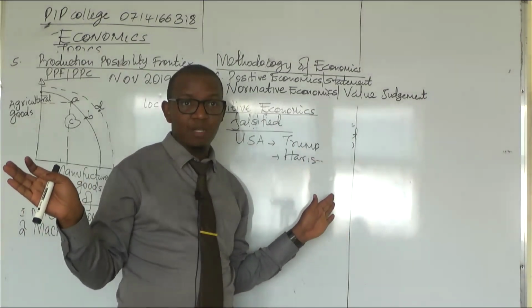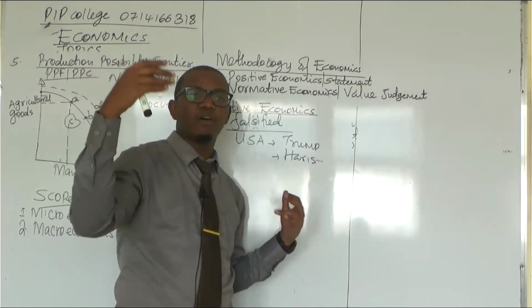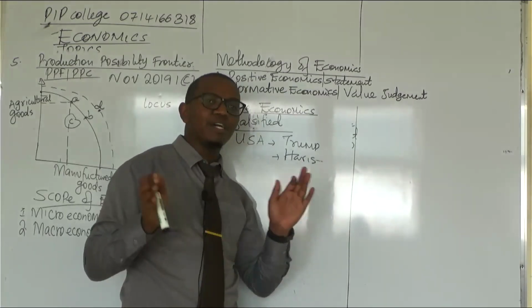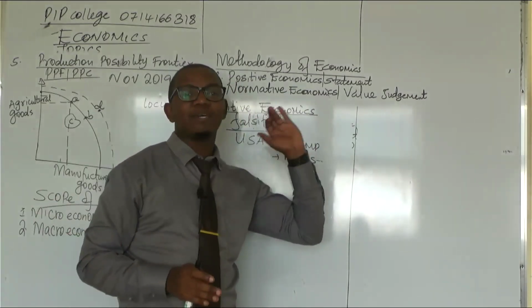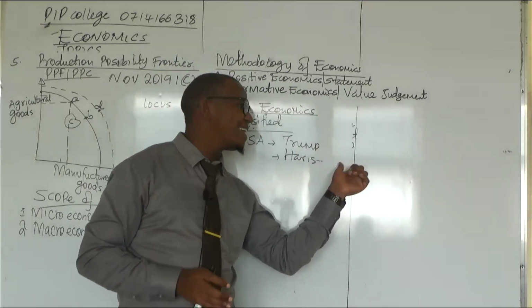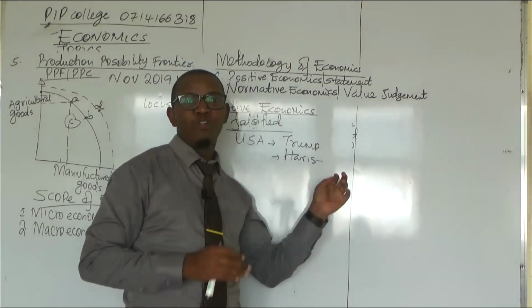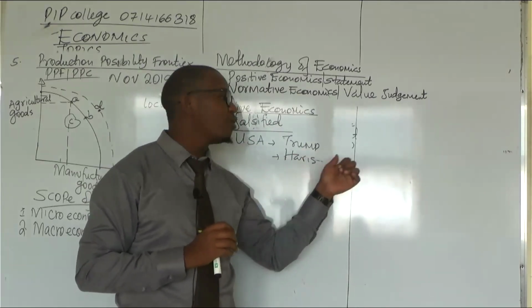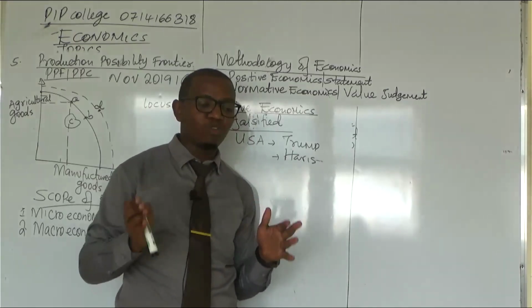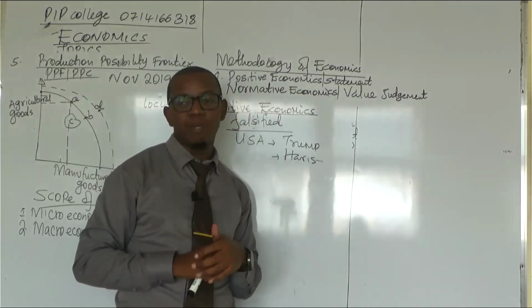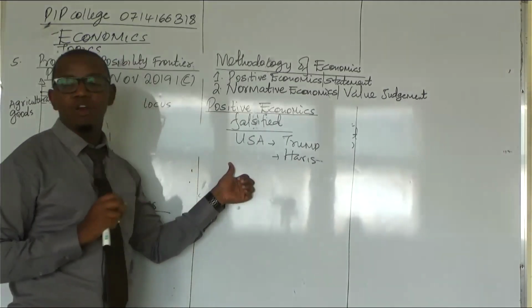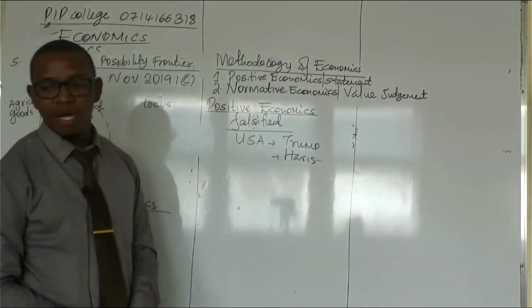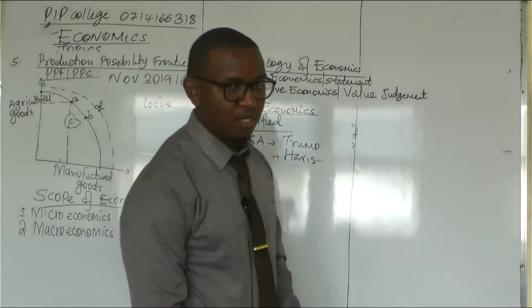Kwa pamoja. For example, we may talk of the 2027 elections that we're going to have here. We may say that Ruto will win, or that the other candidate running against Ruto is the one who will win. Those are generally what we call people's opinion. That is what we call a normative statement.